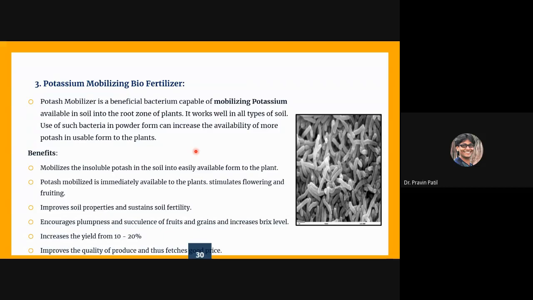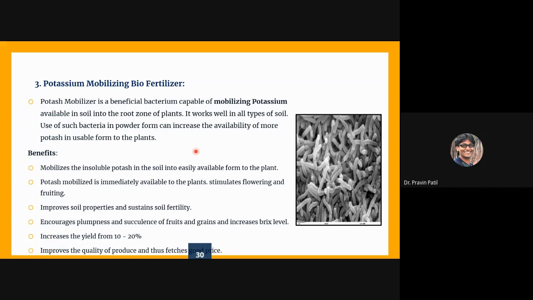So that stimulates the flowering and fruiting in several plants. And this is very essential, a very crucial thing for growth of a particular plant. Simultaneously, it also improves the soil properties and sustains soil fertility. So it helps maintain the sustainability of soil fertility. So continuous use of biofertilizers can, in the long term, definitely enhance the soil fertility. It also encourages the plumpness and succulence of fruits and grains and increases the Brix level. Brix level is the amount of sugar present in that particular fruit. So it also helps enhance the Brix level of particular plant products, fruits.